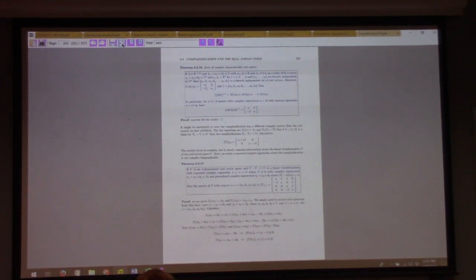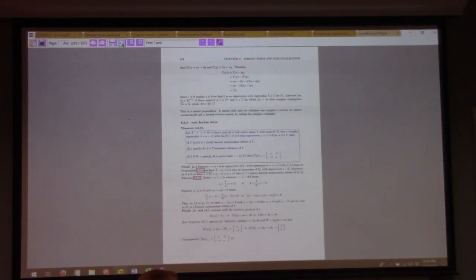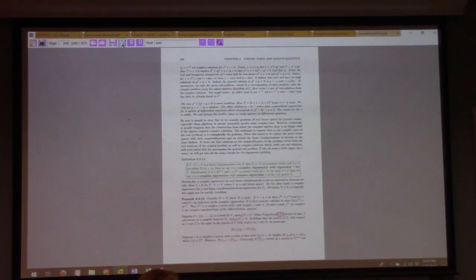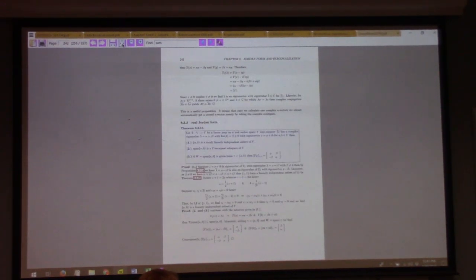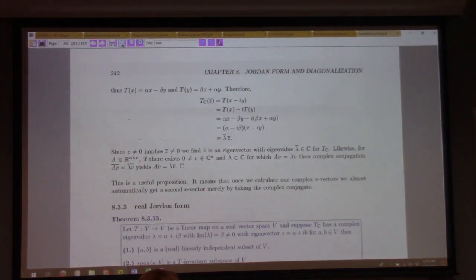I have 235 actually. Yeah, that's a picture of 235. All right. Oh, wait, no. Thank you. I was trying to get to an example. All right.